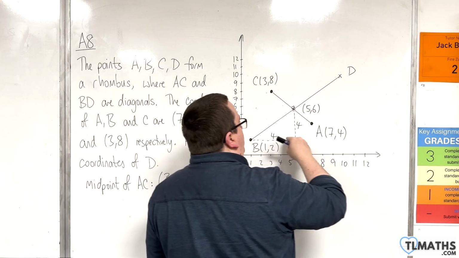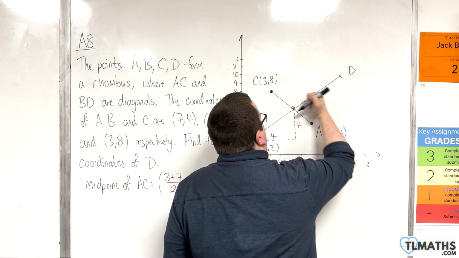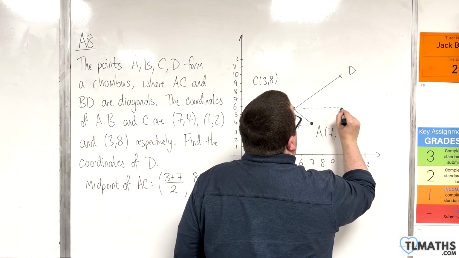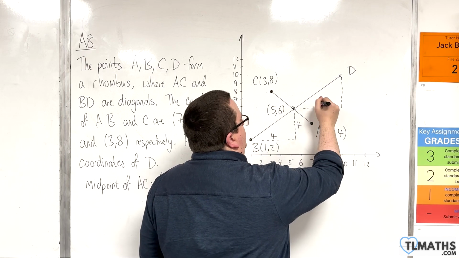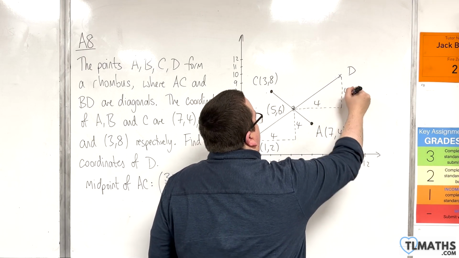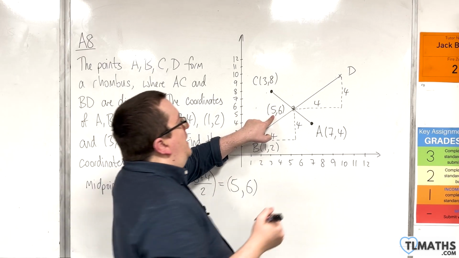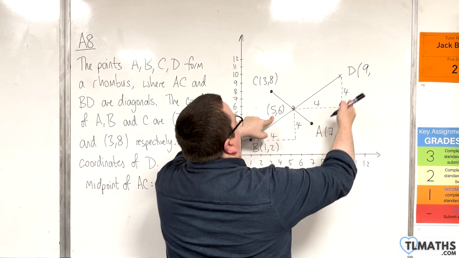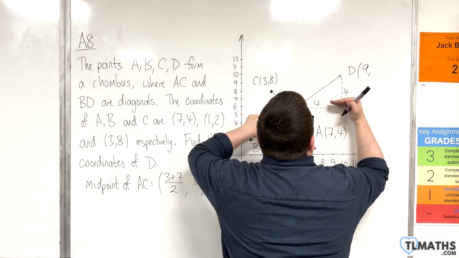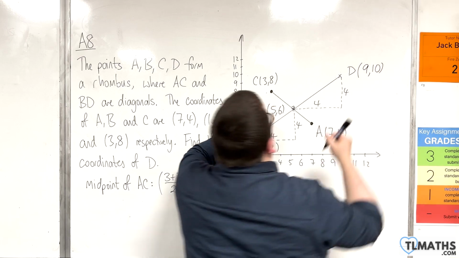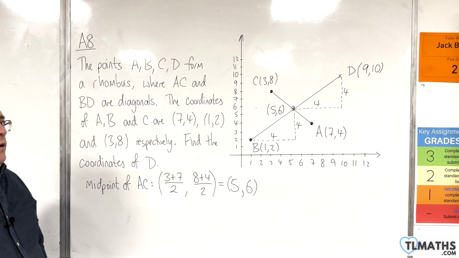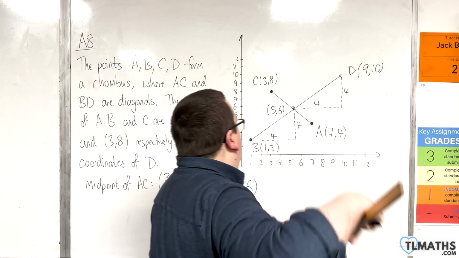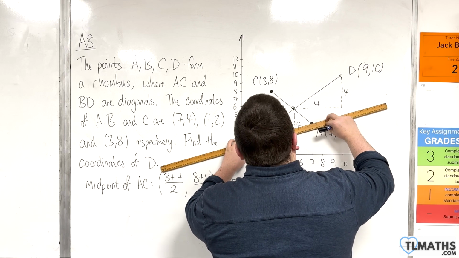Okay, so I'm actually going 4 along, 4 up. So what I need to do is then go another 4 along and 4 up to get to D. So from 5, 6, I need to go 4 along, so that would be 9, 5 plus 4 is 9, and then from 6 plus 4 is 10. So D will have the coordinates of 9, 10 to create my rhombus.